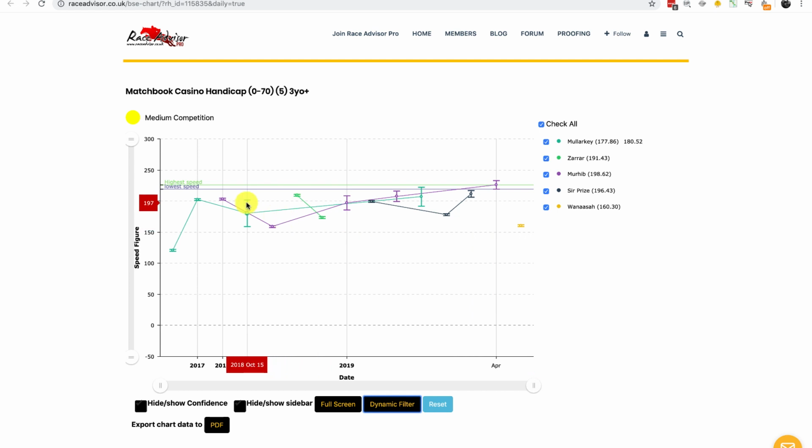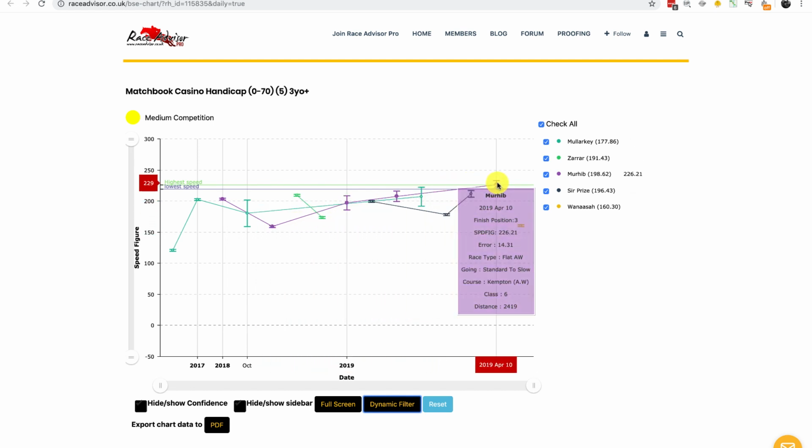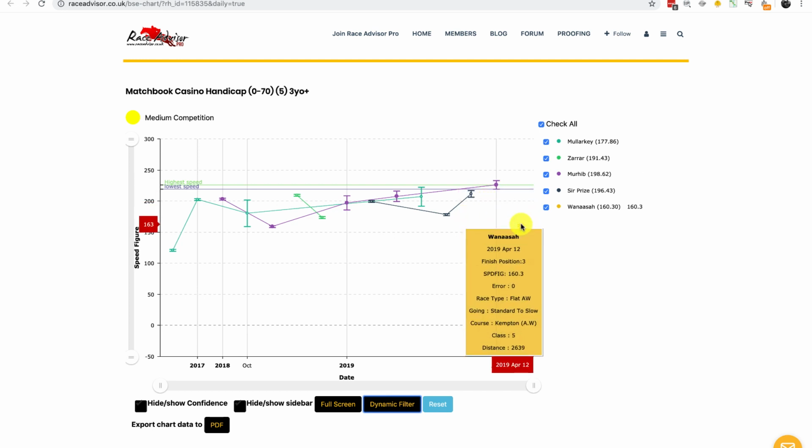Now, interestingly, you want to look at the shape of the graphs as well. So for example here, Merhib seems to have steadily improved over these conditions. So we can see here, April the 10th, a speed figure of 226, standard to slow, and that was a class 6 over a distance of 2,419. And down here, a distance of 2,639 yards, class 5.